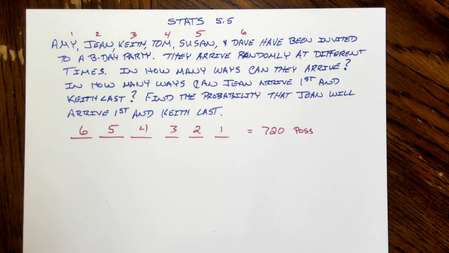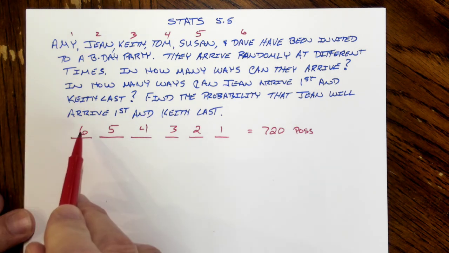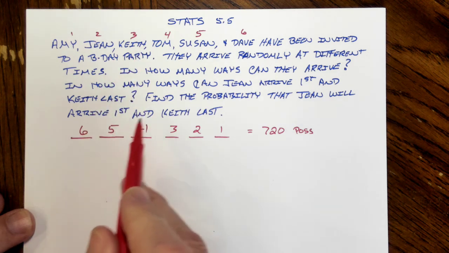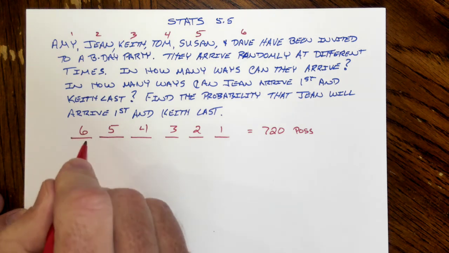Now, think about it. This is where some arguments come up into play. Does the order matter? Well, yeah. If Amy arrives first, then somebody else, then somebody else. So whoever arrives here can't arrive here. So the order is going to matter in this.